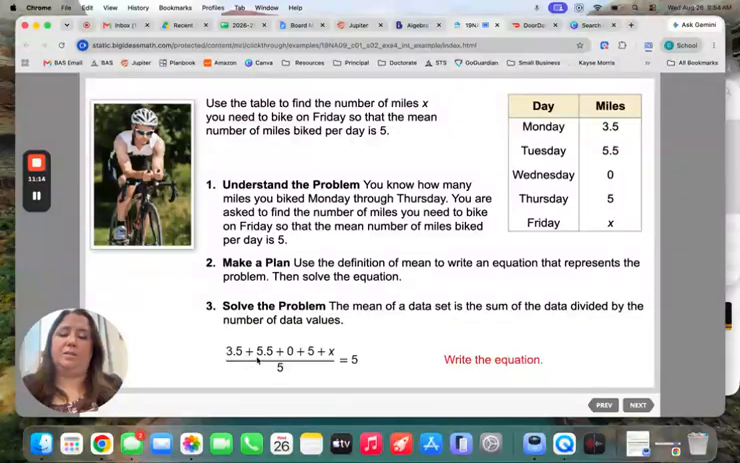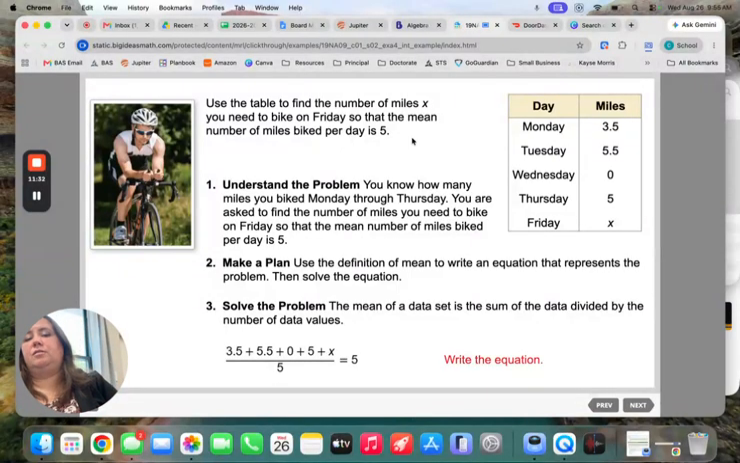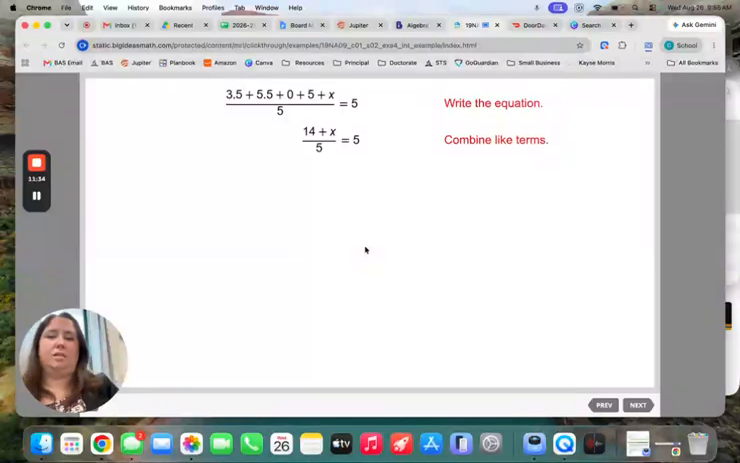Okay, so we're going to add all these up, including Friday. So 3.5 plus, write this down, plus 5.5 plus 0 plus 5 plus X. And then how many numbers are we adding together? 5. Monday, Tuesday, Wednesday, Thursday, Friday. So we divide by 5. And then what is our goal average number we're trying to get to? 5. So then that's why you see it equaling 5 here.